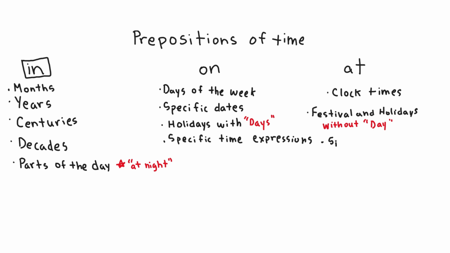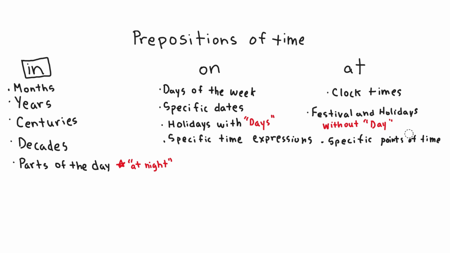Another way we use the preposition at is for specific points of time. For example, at the moment, specific points of time like at lunchtime and at sunrise.